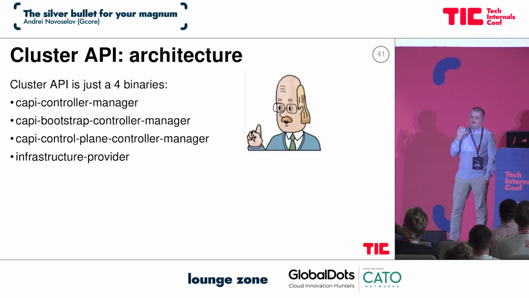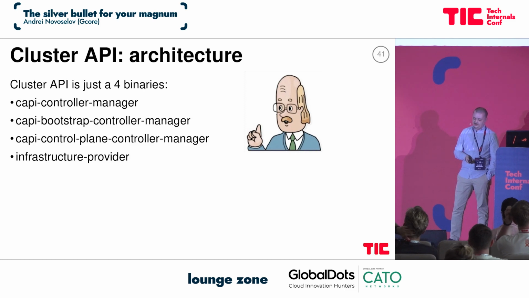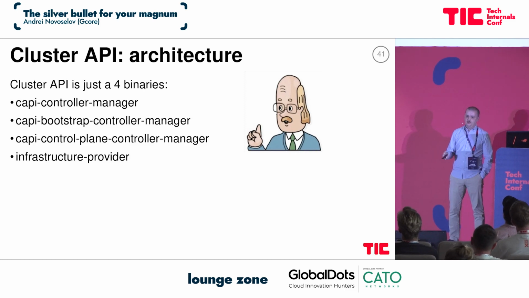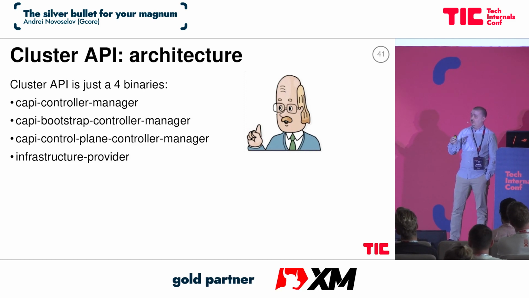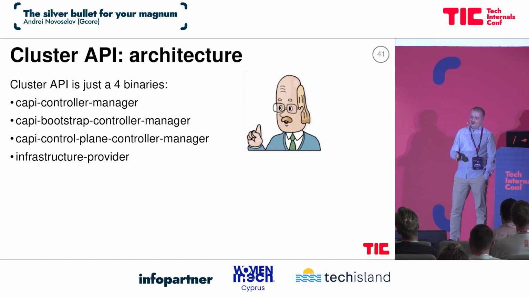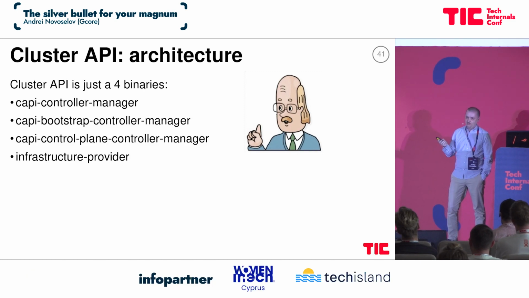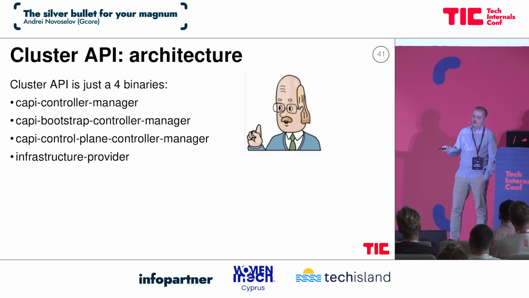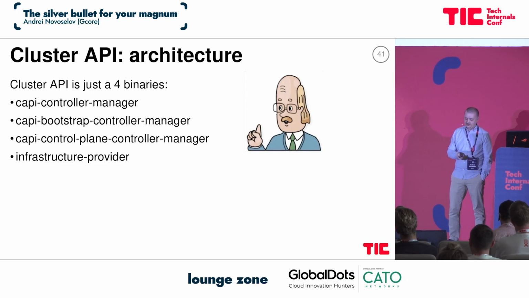And what's its architecture? It's really easy, just 4 binaries. Well, it's the CAPI controller manager, a bunch of controllers. You need a Kubernetes to create another Kubernetes, because CAPI is a bunch of controllers inside Kubernetes. I forgot to mention that, my bad. So the controller manager is a single pod with a bunch of controllers which reconcile Cluster API custom resources.